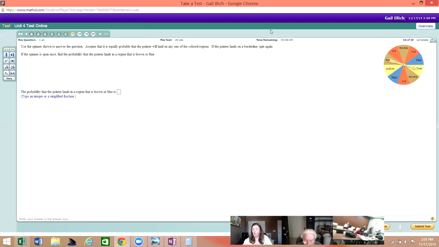So what's our denominator? 10. 10, right. And then now, how many ways is it that it could land on brown or blue? 5. Brown or blue, 5. That's 5. So the fraction's going to be 5 out of 10, but we want to reduce 5 out of 10. Can y'all reduce 5 out of 10? Good.